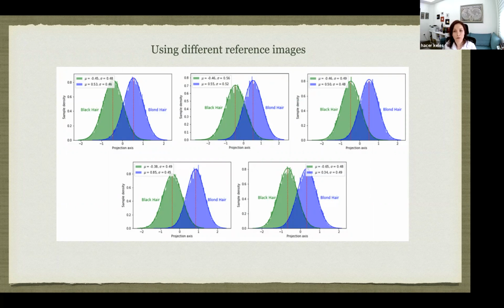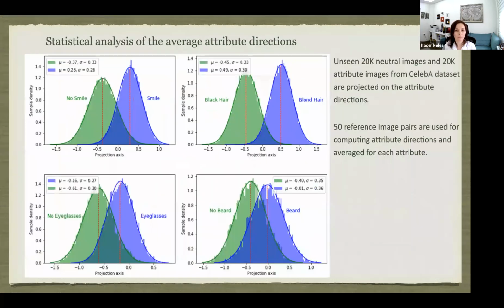So we projected them onto these directions and display the samples with blonde hair as blue and black hair as green here. As you can see, in all 5 randomly selected reference image pairs, the projections onto the computed directions are all Gaussians. We see 2 Gaussian modalities, and they appear linearly separable in each one of them.